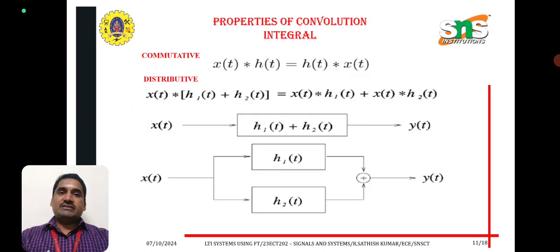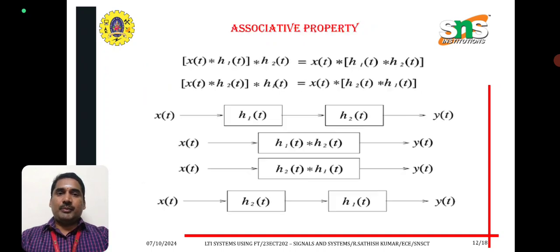Next one, properties of the convolution integral: commutative, distributive and associative. X of t convolved with h of t is equal to h of t convolved with x of t. Distributive property means x of t convolved with h1 of t plus h2 of t is equal to x of t convolved with h1 of t plus x of t convolved with h2 of t. This is the graphical representation of the distributive property.